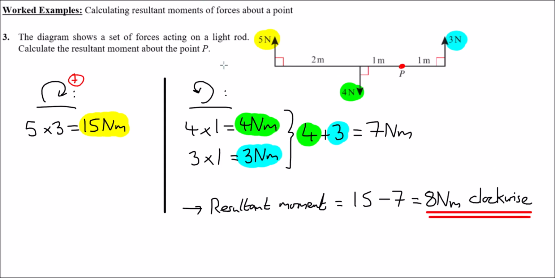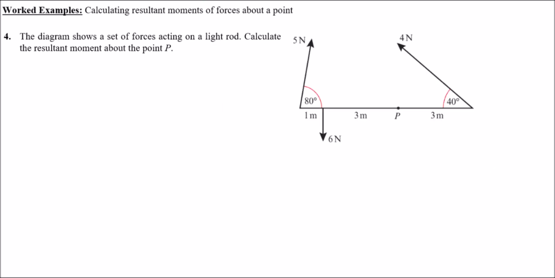Let's check another example out. This time we've got forces acting at an angle. So this time we've got a diagram showing three forces acting on a light rod. Calculate the resultant moment about the point P. So same idea, different worked example.